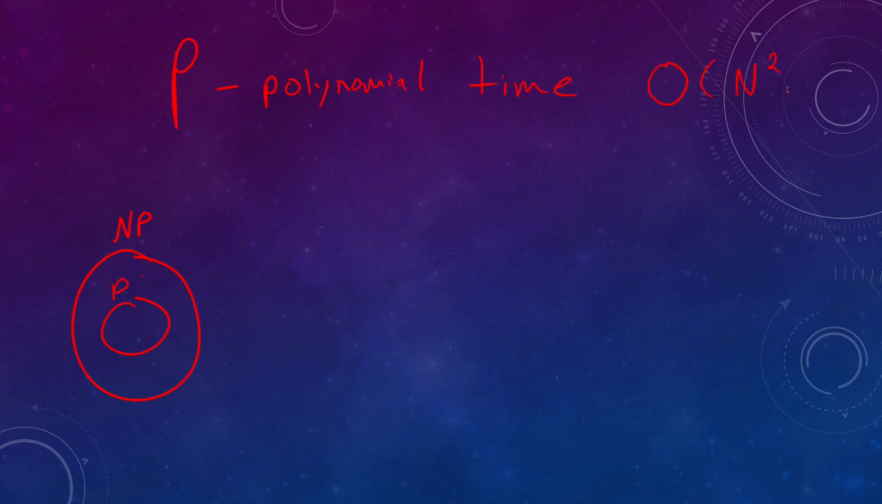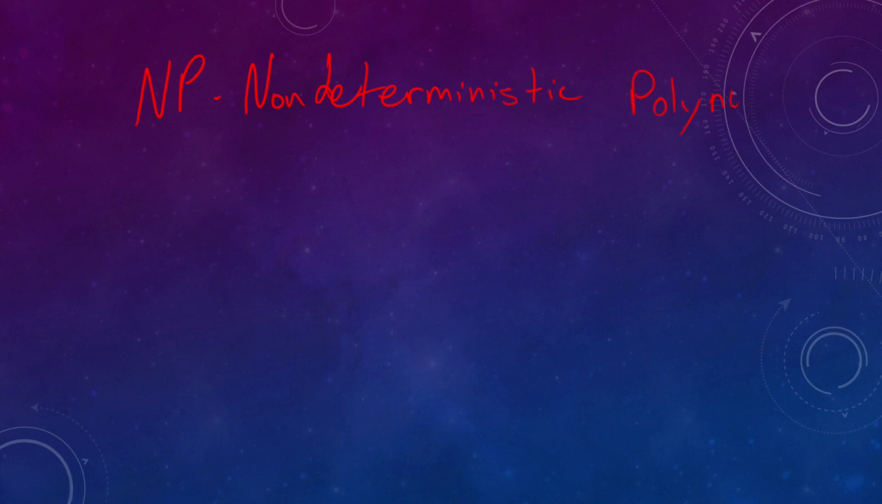Well, P is a class of algorithms that can be solved in polynomial time, or in other words, whose big O is polynomial. For example, O of n squared or O of n cubed. NP, or non-deterministic polynomial, refers to algorithms which can be solved in polynomial time on a non-deterministic Turing machine. What this actually means is a bit complicated. However, all you need to understand is this.